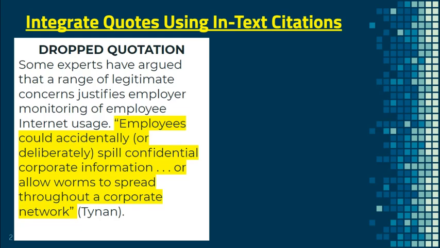the information into one of his or her own sentences. Pause the video and read this example. In this example, the writer has just dropped in a quote from an outside source. The writer included the following quote: "Employees could accidentally or deliberately spill confidential corporate information or allow worms to spread throughout a corporate network." This is an example of a writer dropping in a quote.